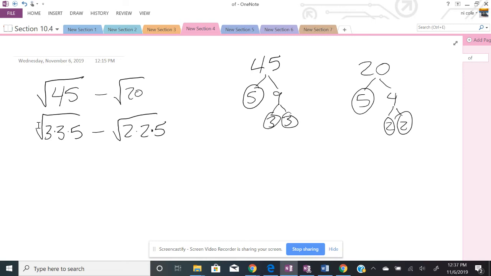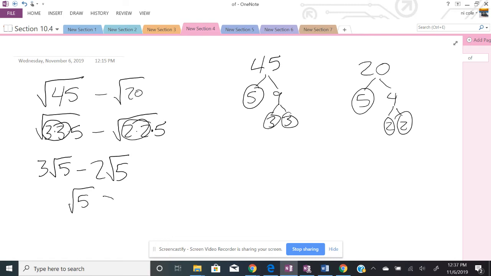Okay. And the radical here, it says what kind? This is a square root. Square root means 2, so I'm looking for twins. So that's a set of twins, and that's a set of twins. All right. So that's going to come out giving me 3 square roots of 5 minus, and then the 2 can come out, 2 square roots of 5. 3 minus 2 is 1, or the square root of 5.